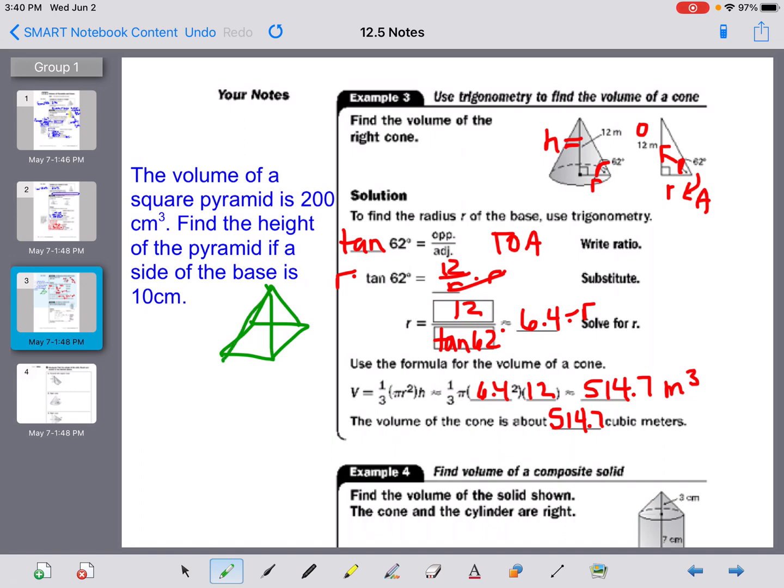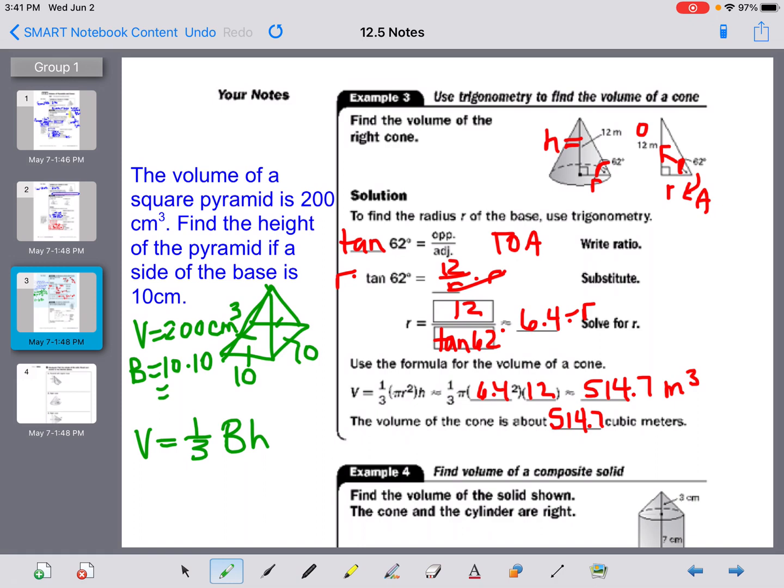Okay, the volume here is 200 centimeters cubed, and it's square, and one side is 10. So that means 10 by 10. Okay. Volume equals 1/3 big B times H. My big B is a square, and it's 10 times 10, so it is 100. So that's good to know.